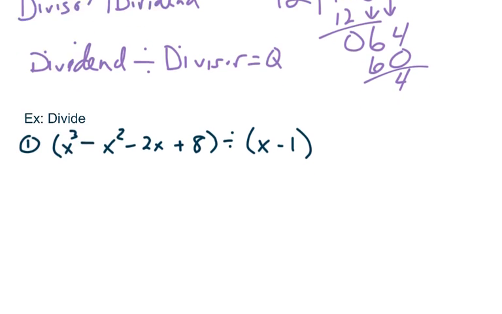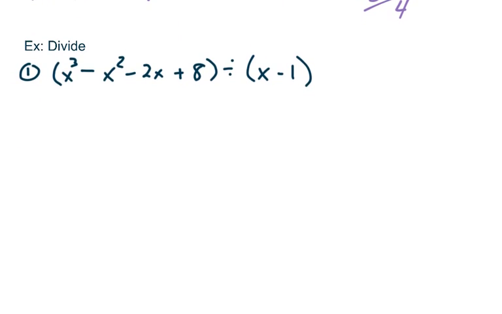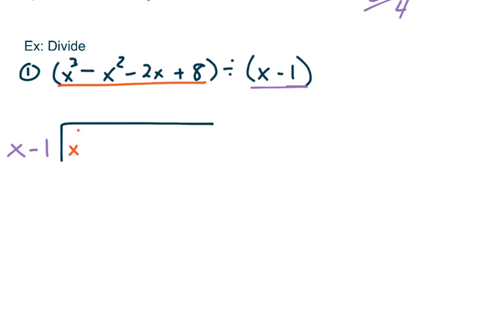Okay, so number 1, divide x cubed minus x squared minus 2x plus 8 divided by x minus 1. So the divisor, x minus 1, goes on the outside. The dividend goes on the inside. So we'll have x cubed minus x squared minus 2x plus 8.